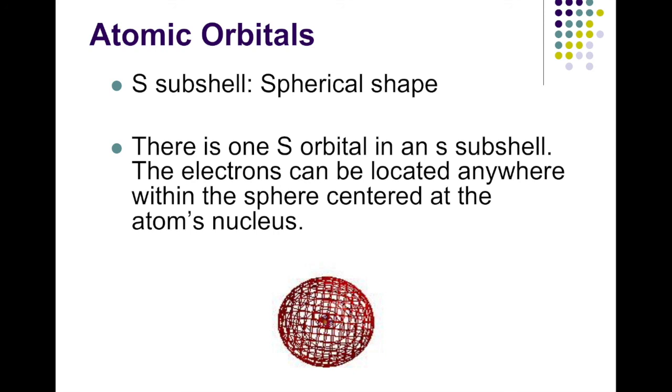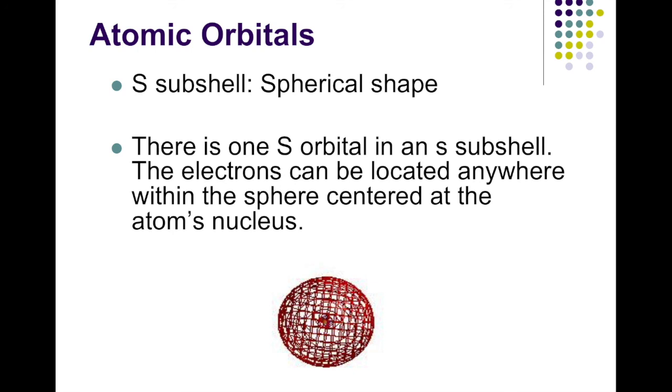So it's one simple sphere. It is possible for the electrons to be located anywhere around this sphere, around the atom's nucleus, with the exception of right in the center. So down here I have an example of the possibilities of the electrons being in the s shell itself. And this is a sphere shape.